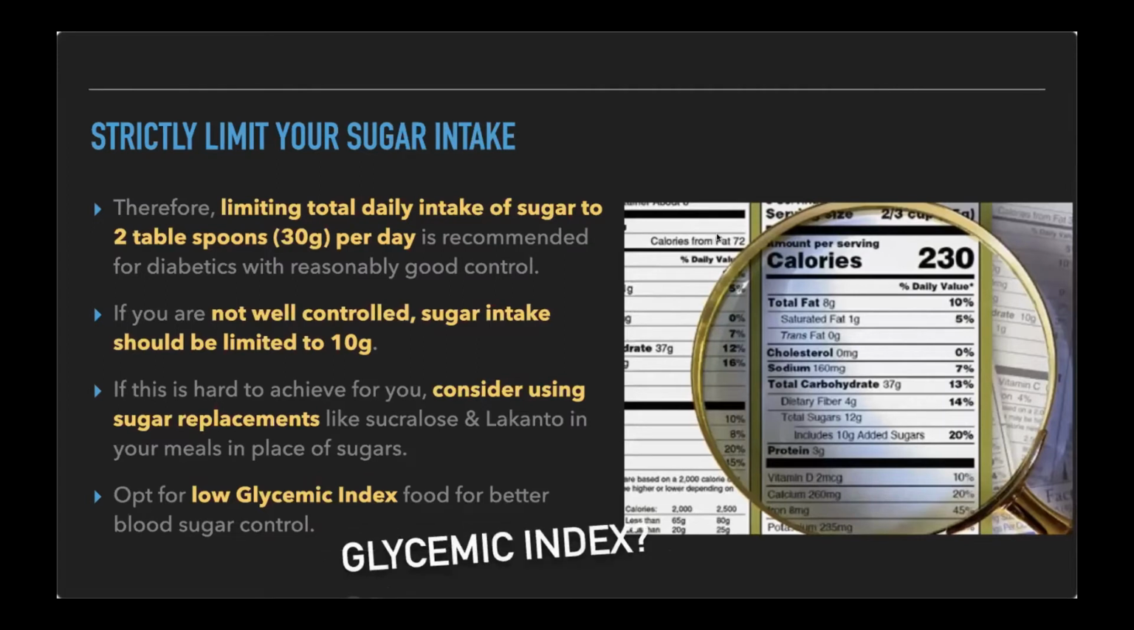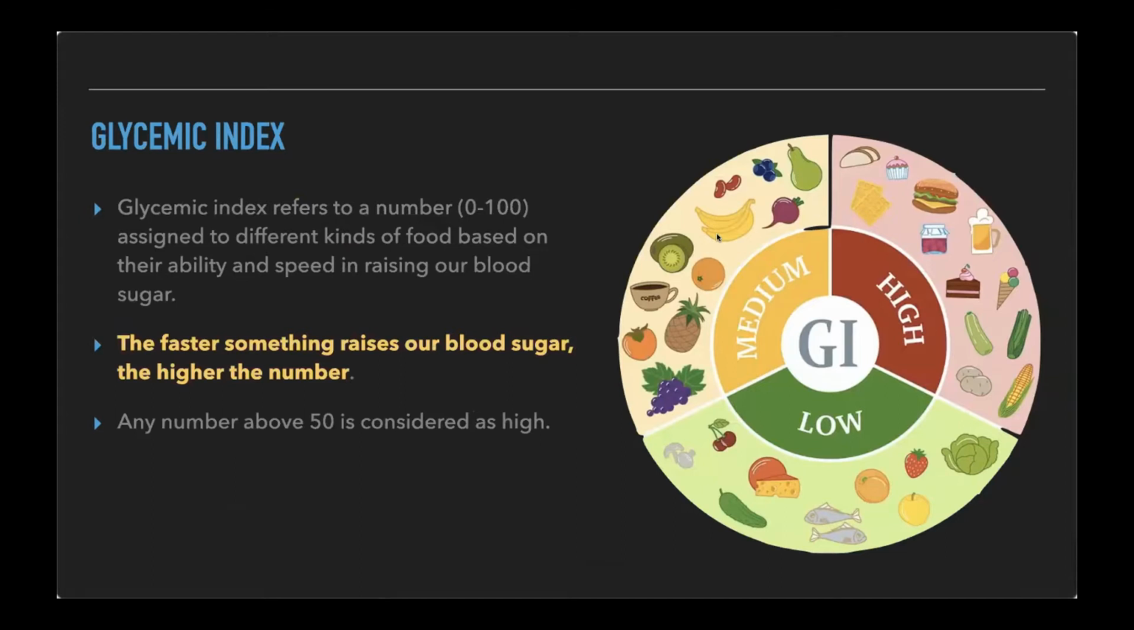Some might be wondering what I mean by glycemic index. Glycemic index refers to a number between 0 to 100 assigned to different kinds of food based on their ability and speed in raising our blood sugar. The faster something raises our blood sugar, the higher the number. For example, glucose has a glycemic index number of 100, whereas our table sugar sucrose has a slightly lower value of 66, which is still high, by the way, because any number above 50 is considered high.